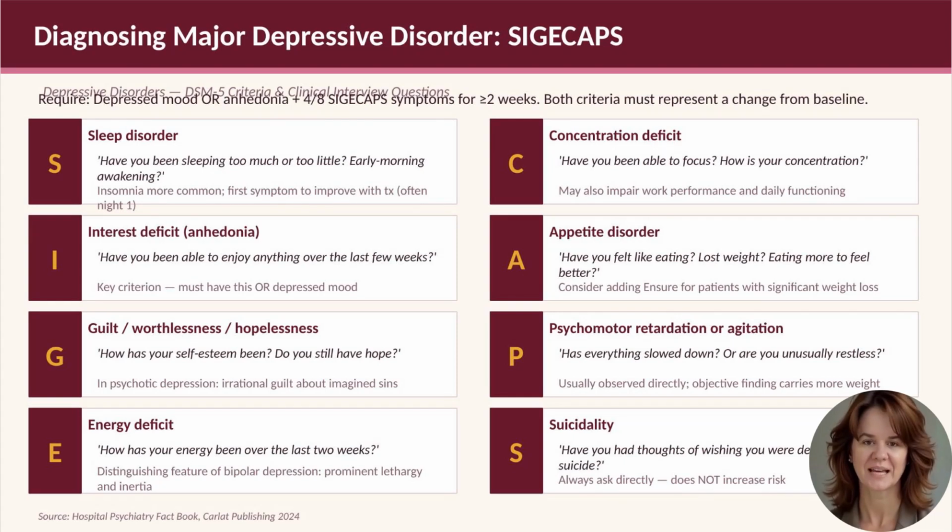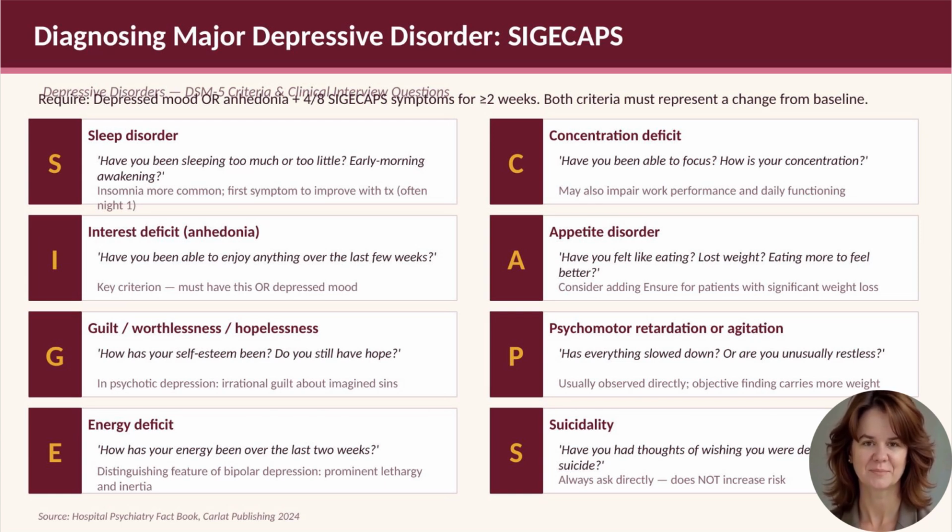When diagnosing major depressive disorder, use the DIGFAST mnemonic to systematically assess symptoms, keeping in mind that the diagnosis requires either depressed mood or anhedonia, plus at least 4 additional symptoms from DIGFAST, present most of the day, nearly every day, for more than 2 weeks, and representing a clear change from the patient's baseline functioning.